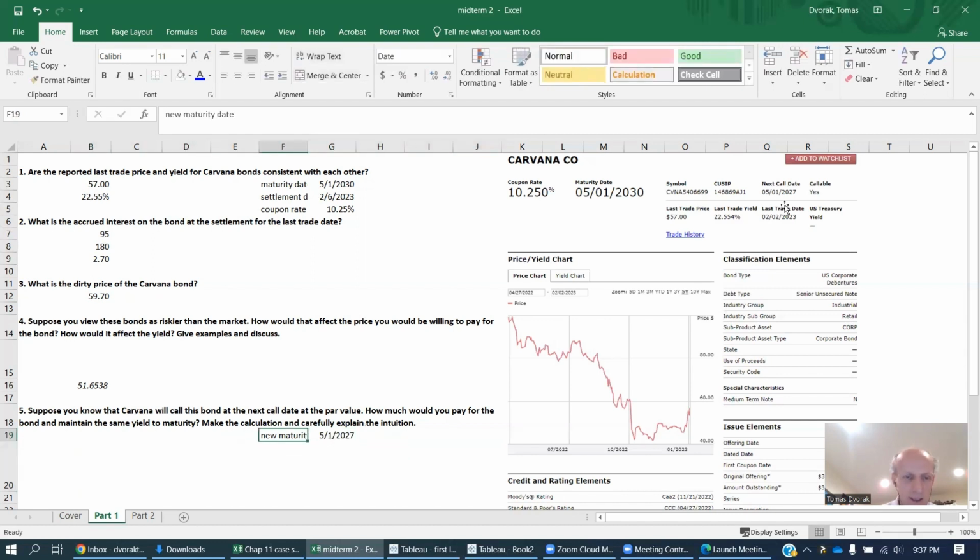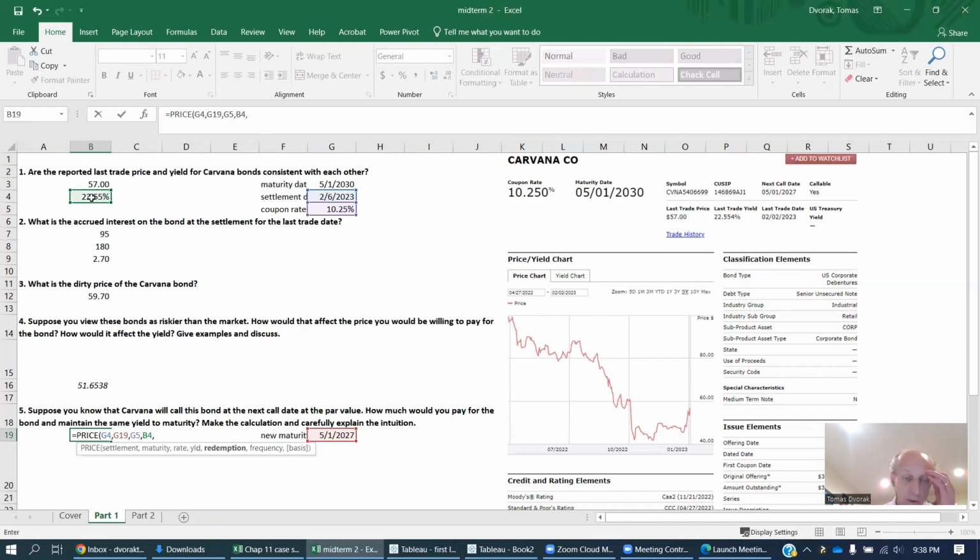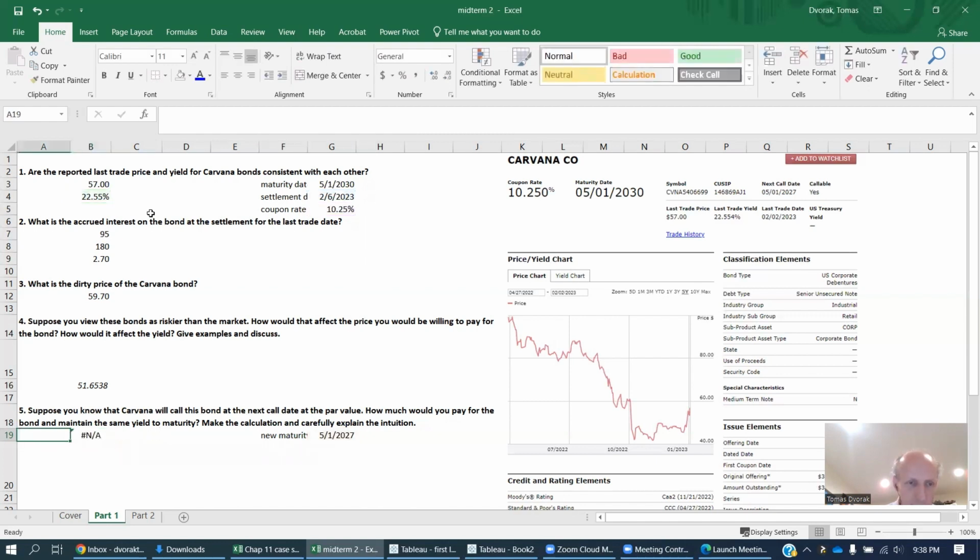5/1/2027. Now let's calculate what the price should be. So price settlement is still the same. Maturity now is different. Rate, that's the coupon rate, it's the same. Yield is going to be the same as before, 22.55. Frequency is semi-annual. Oh, I forgot the redemption.